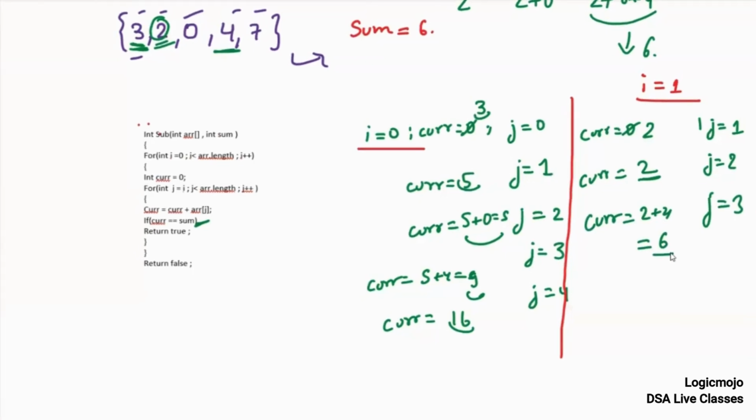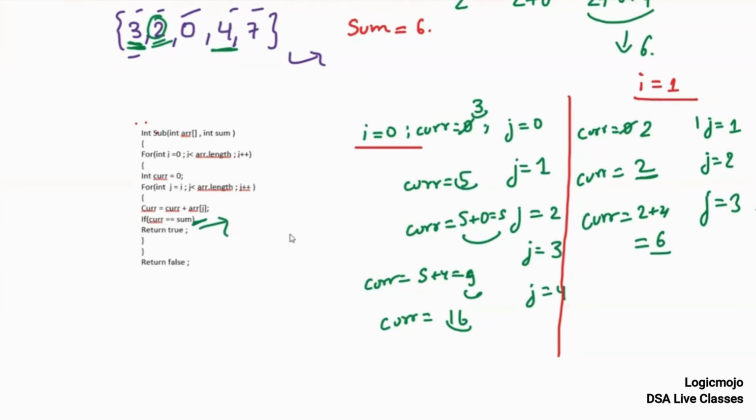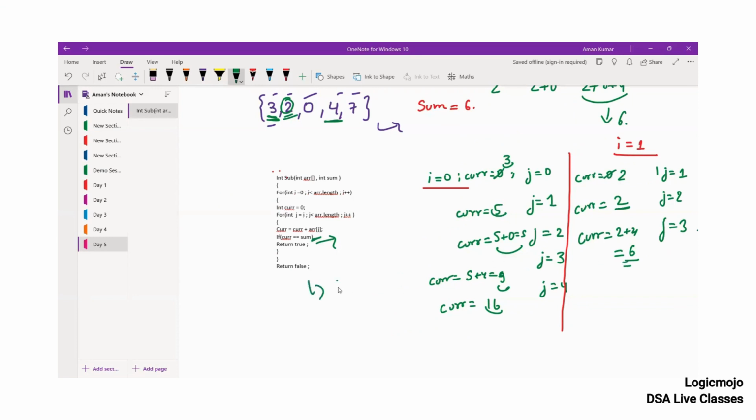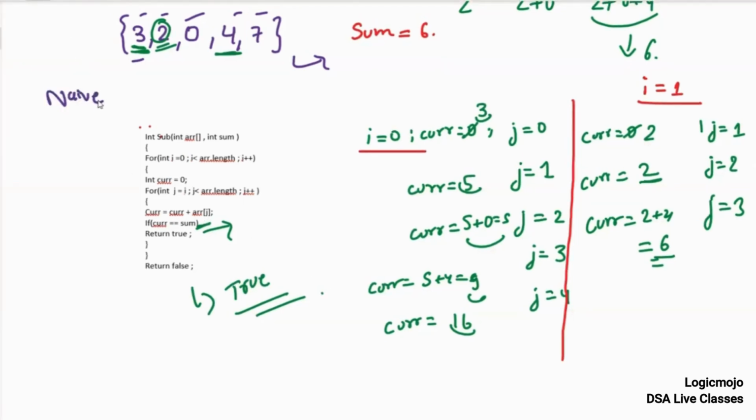Okay. Now what happens here is that this condition will work. So here we'll return true. We got our answer and the output for this is true. So this is a naive approach to solve this question, or you can say a brute force approach, where we are finding all the possible combinations and seeing if any of their combination sum is equal to the given sum or not.